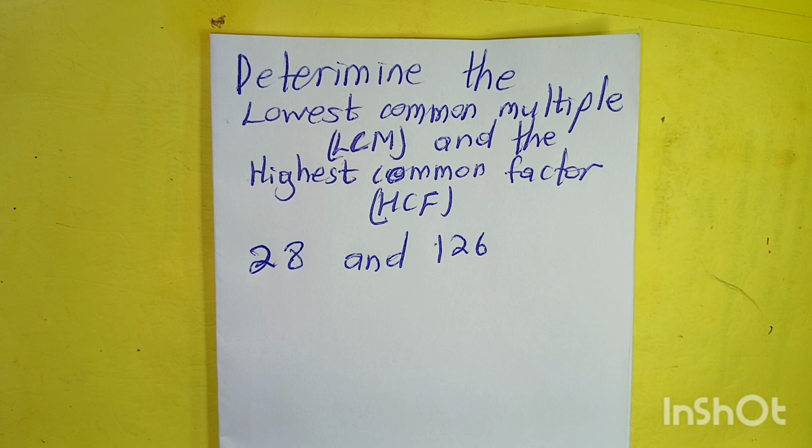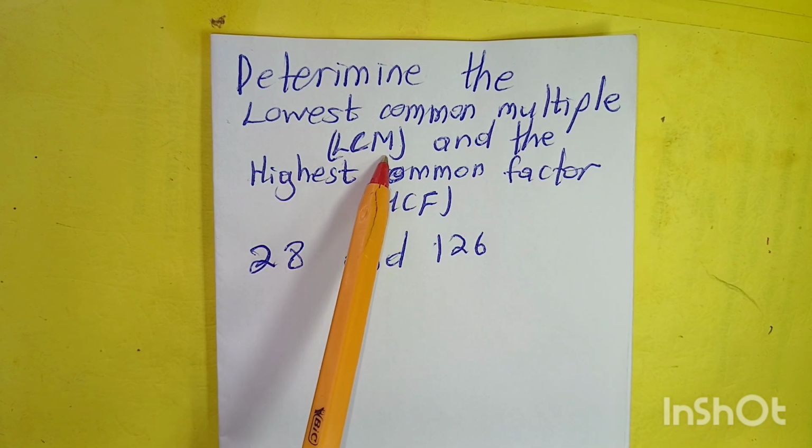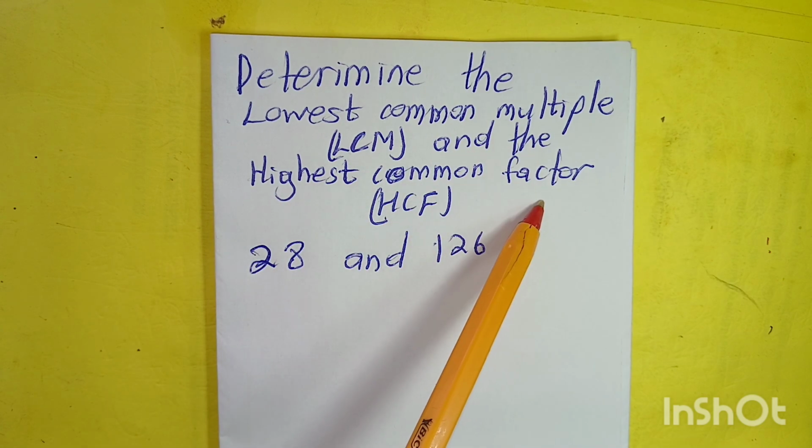What are all these LCM and HCF? Nah. These things, guys, are so easy. Just tell yourself these things are so easy so that you can understand, because if you don't tell yourself that, it will be hard for you to get them. So check this: determine the lowest common multiple, which is the LCM, and the highest common factor, which is the HCF.